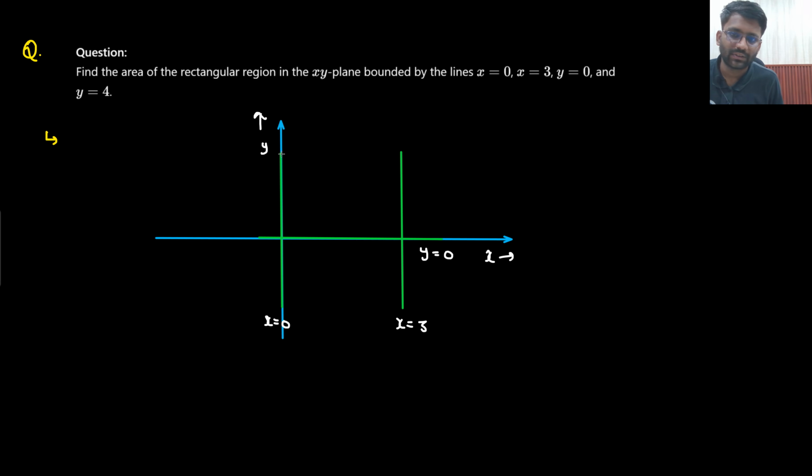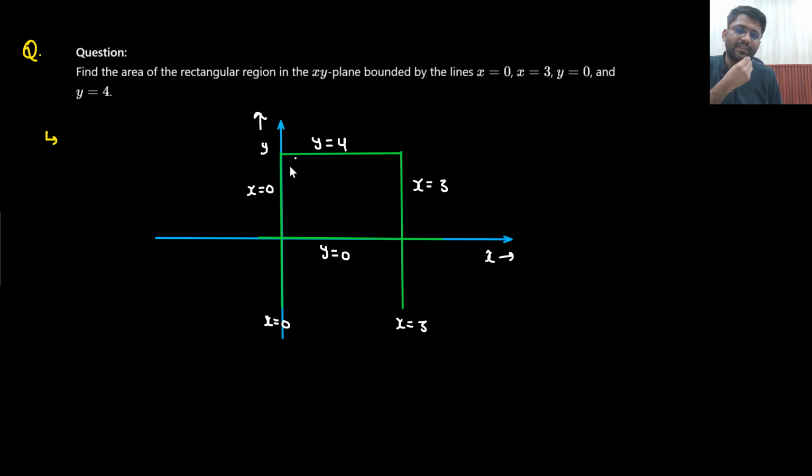And then y equals 4. This is your y equals 4. This is y equals 0. This line is x equals 3, and this line is x equals 0.